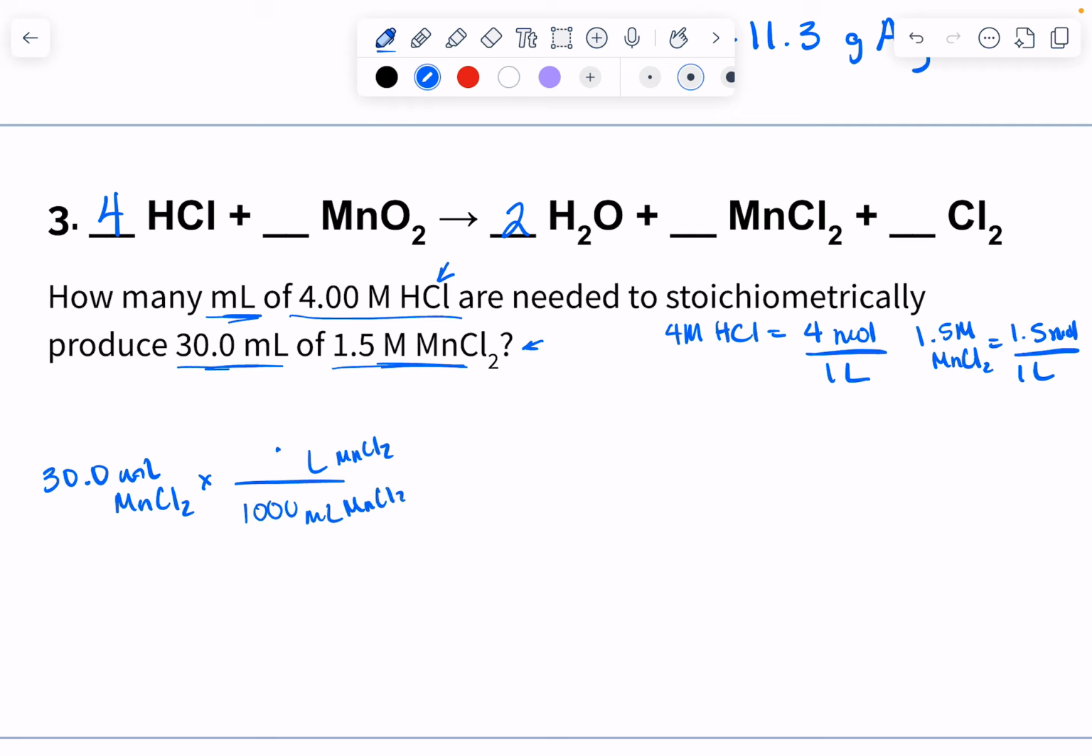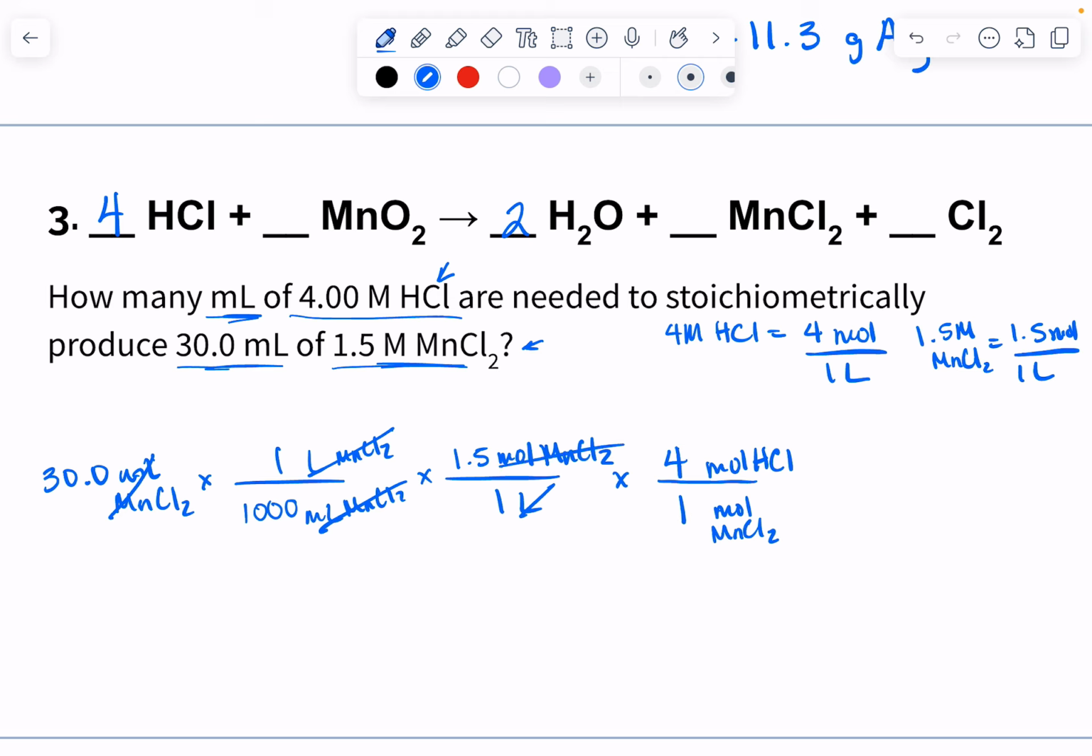It's going to be 1,000 and 1 on the top. That will cross out. And now that we are in liters, we can use our molarity. So it tells us that we're working with 1.5 molar. So that tells us we have 1.5 moles of the manganese chloride per 1 liter. Liters will cross out, and now that I'm in moles of manganese chloride, I can use my balanced chemical equation and a mole ratio because I want to go from moles of the manganese chloride into moles of HCl. That's my desired quantity. So this is going to be a 4:1 ratio. Moles will cross out, and now I'm in moles of HCl.